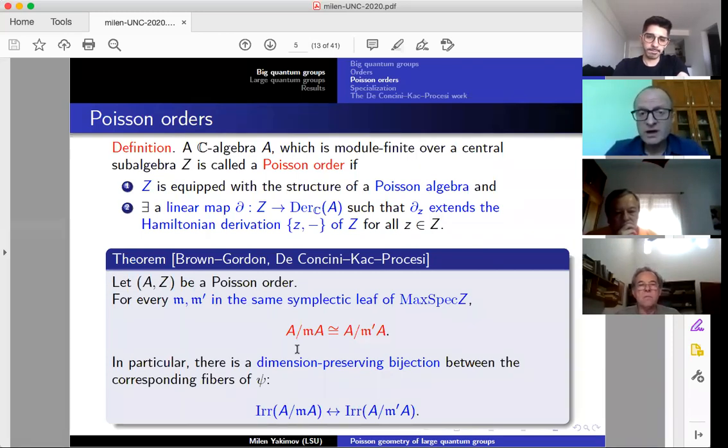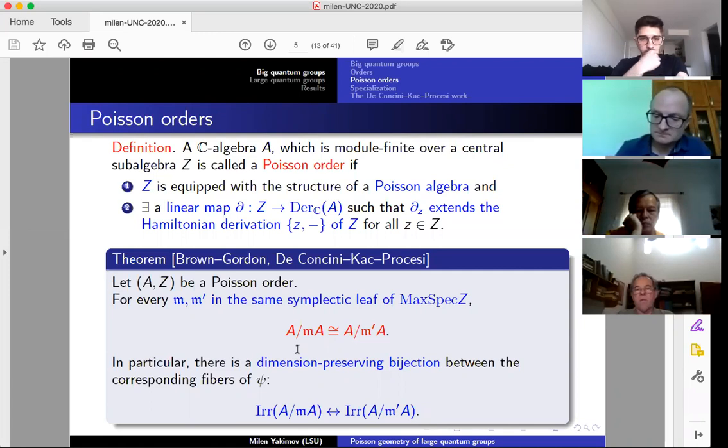And this was somehow the big intuition of De Concini, Kac and Procesi, that they were able to build, in a concrete situation of big quantum groups, this very strong machinery that uses Poisson geometry to say that the irreducible representations are going to be one and the same for many points when these points are in the same symplectic leaf.